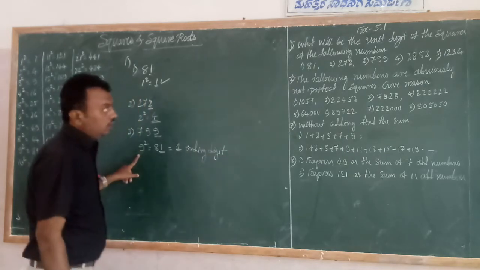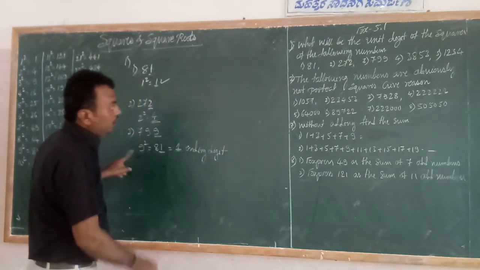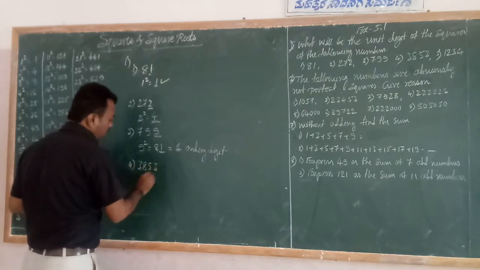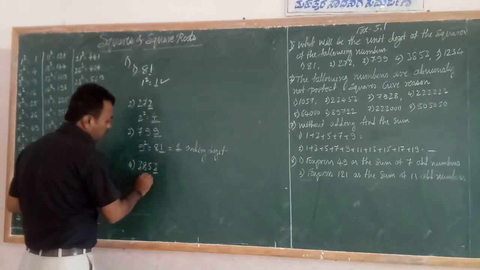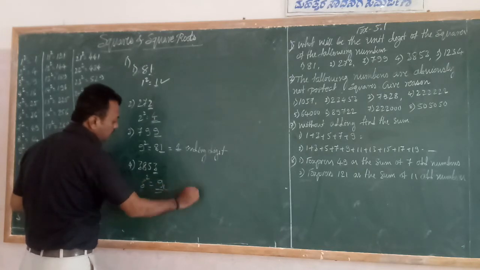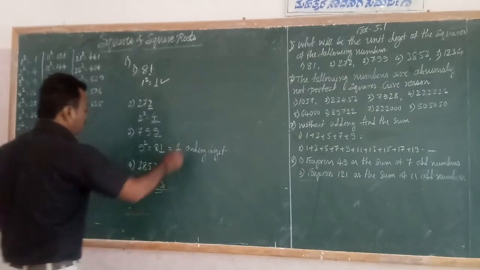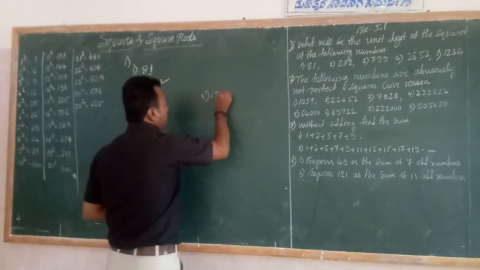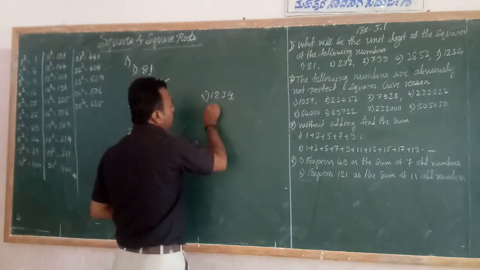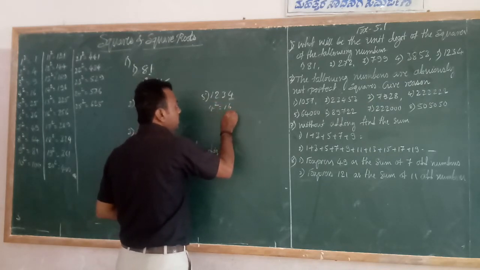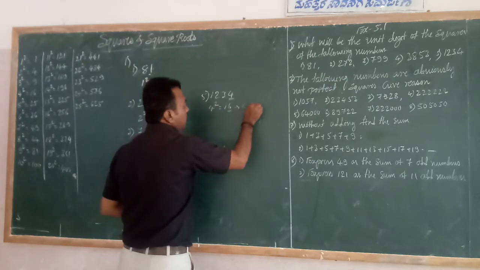Okay. After that, 3853. The ending digit is 3. So what is 3 squared? 9. The ending digit is 9. Like that, the last one. The ending digit is 4. We should square it. 4 squared means 16. Again, 16 has ending digit 6. 6 is the ending digit.